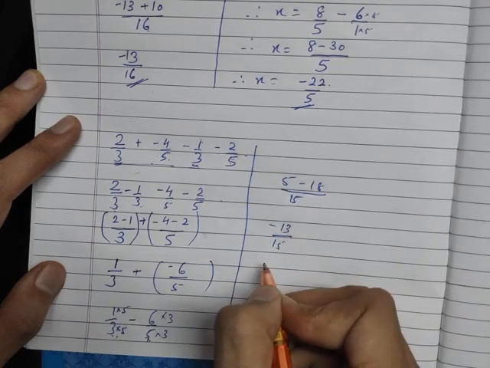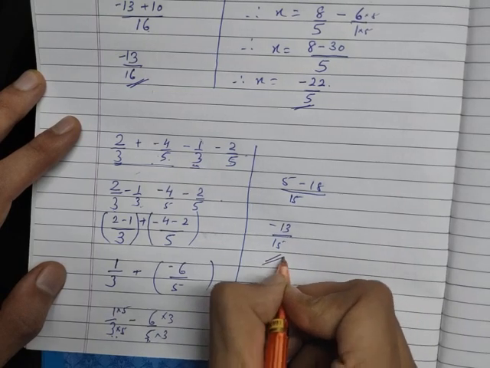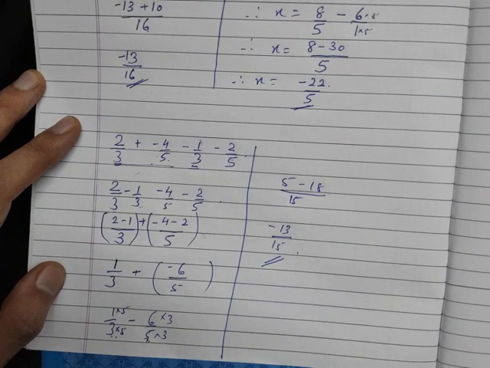I can't cancel out because I don't have any multiplications or tables being applied. So I'll keep the answer as it is. That becomes the answer.